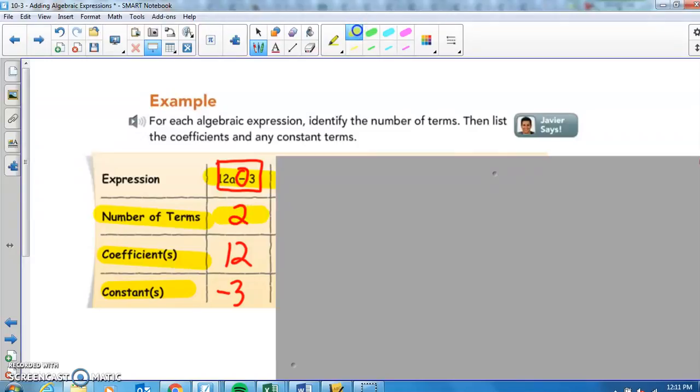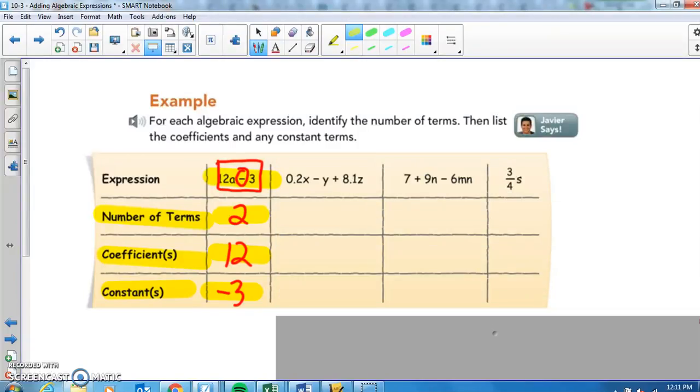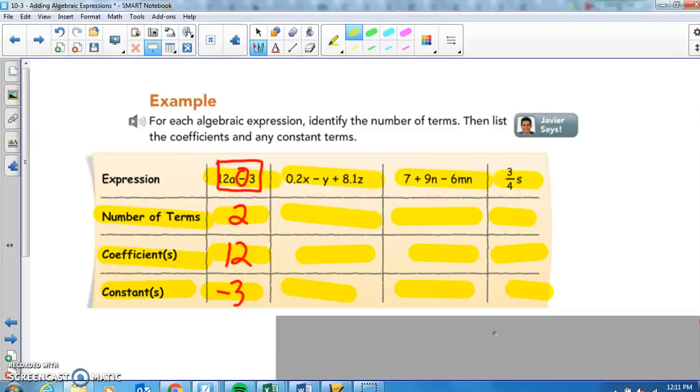So what I want you to do is complete the rest of the table using these expressions up here. So do this one, this one, this one, and the remaining. I'm going to put a star here to make sure we go over this.